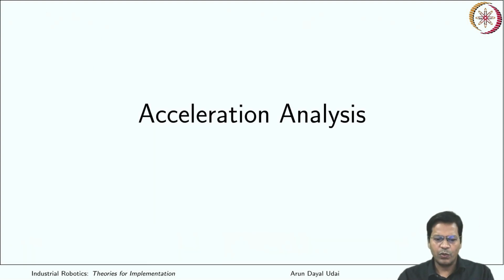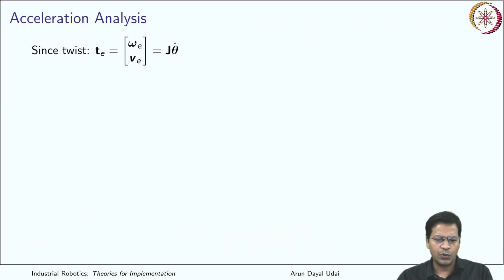Okay. So let us do acceleration analysis also. We already know twist is Jacobian times theta dot. This is a common equation that we have stated quite a number of times today. So if you want to obtain acceleration, we'll be using this. This is your velocity matrix.